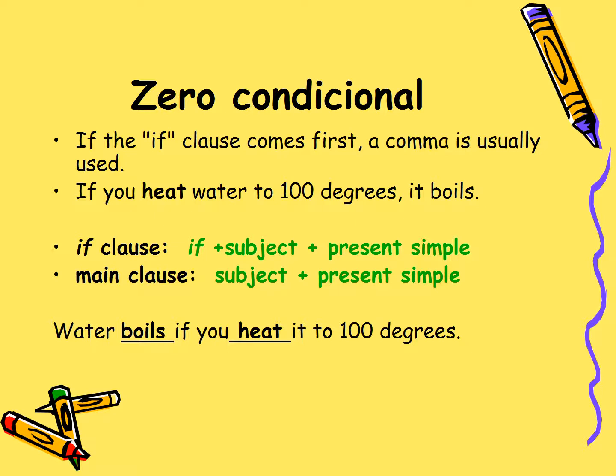If the if clause comes first, a comma is usually used. If you heat water to 100 degrees, comma, it boils. But when we start the sentence with the main clause, then no need to put a comma. Water boils if you heat it to 100 degrees. We started the sentence with the main clause, so there is no need to put a comma in the middle of the sentence.